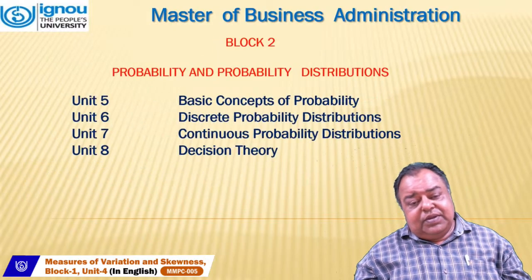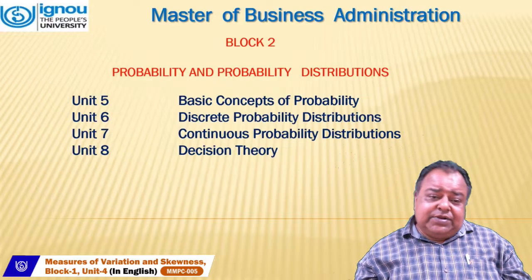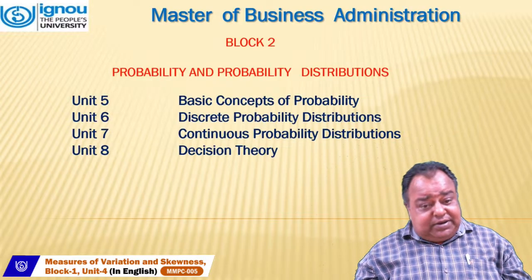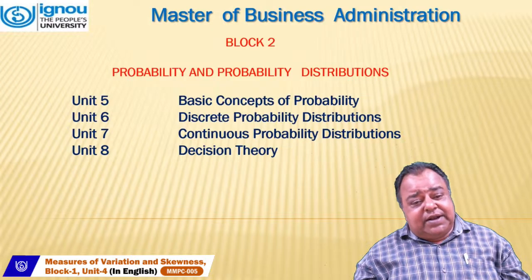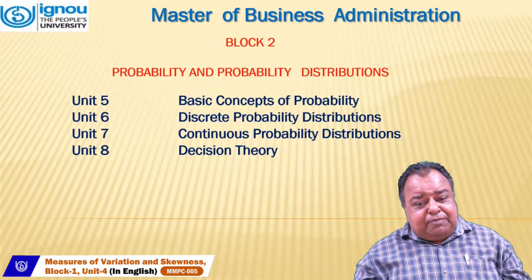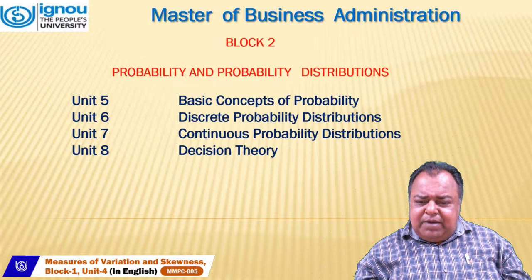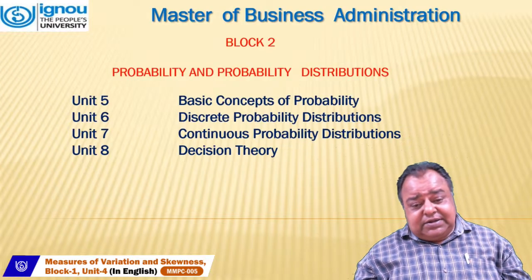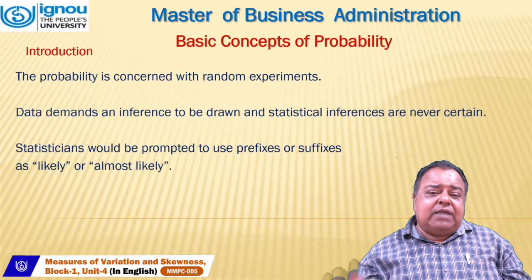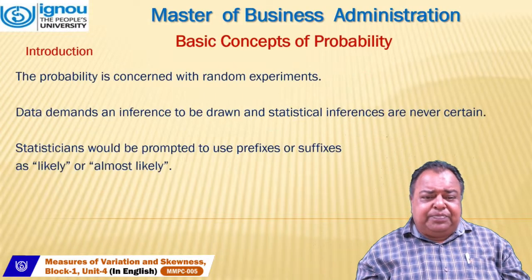Now, block 2, that is related to probability and probability distribution. There are 4 units in it: basic concept of probability, discrete probability distribution, continuous probability distribution, and the decision theory. We will start with the basic concept of probability.